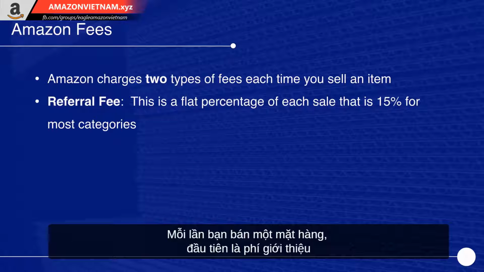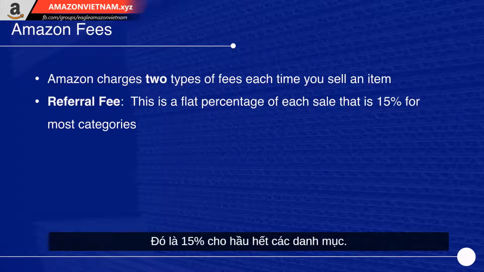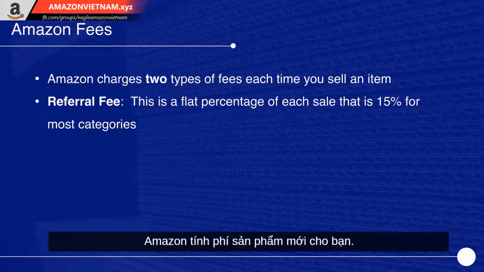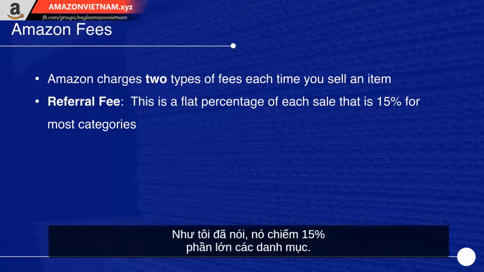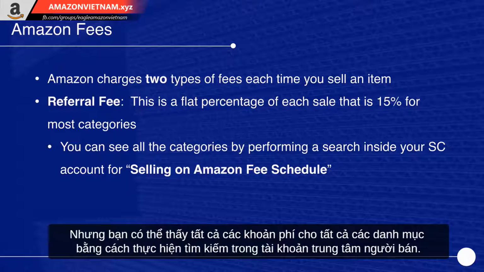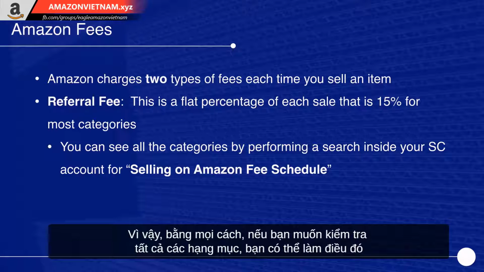Amazon charges two types of fees each time you sell an item. The first is the referral fee, and this is a flat percentage of each sale that is 15% for most categories. The easiest way to think of this fee is that it's just a commission that Amazon charges you for selling your product for you. As I said, it's 15% for the vast majority of categories, but you can see all the fees for all the categories by performing a search inside your Seller Central account for Selling on Amazon fee schedule. So by all means, if you want to go and check all the categories, you can.